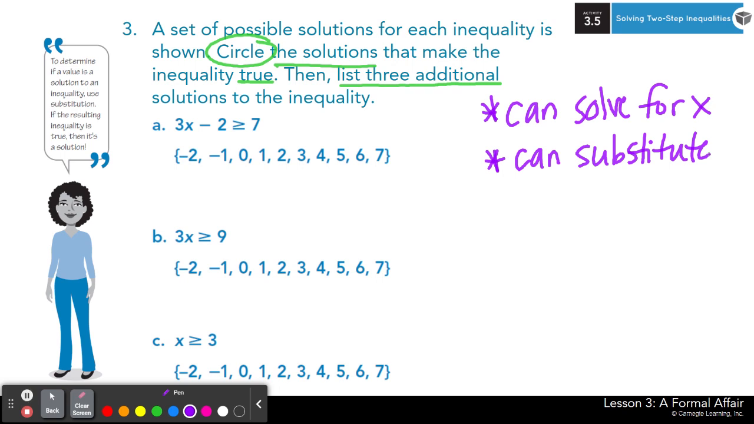So you are identifying the solutions within that set and also adding 3 more solutions. Set a timer for about 5 minutes to work on this. When we come back, we will compare answers. Pause here.